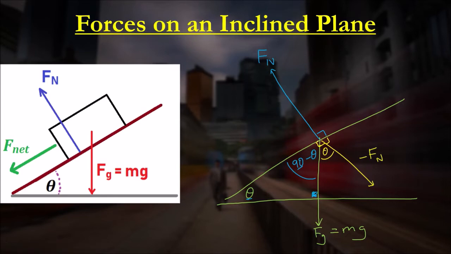I'll say that again: because the normal acts at 90 degrees to a surface, if we look at one side of the normal force, it's 90. We already know on this side it's 90 minus theta. So the other unknown angle would have to be theta.